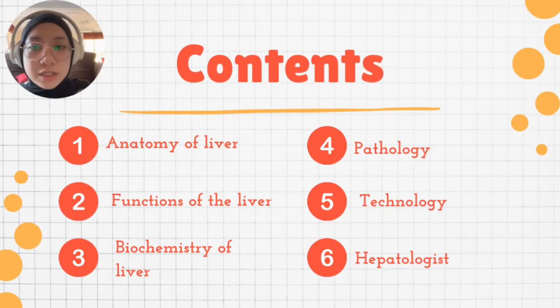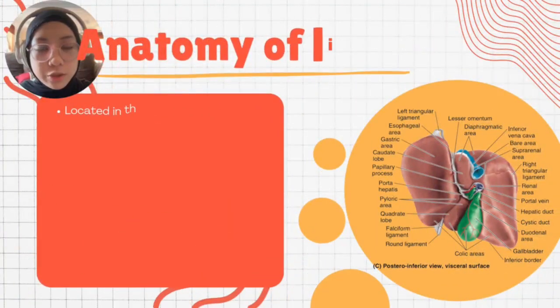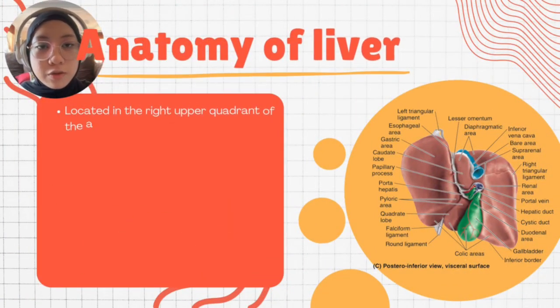So in this special study module, we will be focusing on six parts, which are the anatomy of the liver, the function of the liver, the biochemistry of the liver, the pathology, and the technology to diagnose liver disease, as well as the hepatologist, which is the specialist in the field. So to start with, let's look at the anatomy of the liver.